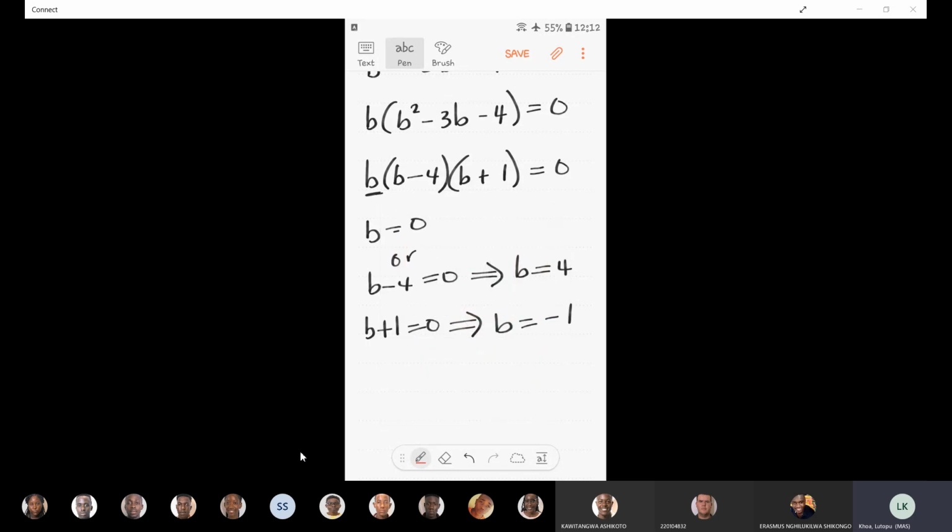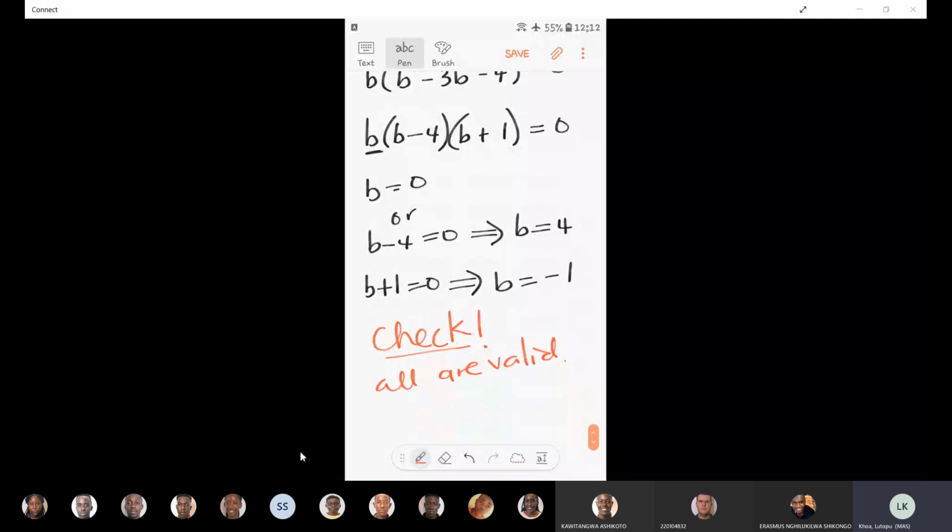And then, as usual, you need to check your solutions. Very important. Check if all of them are valid. So in this case, you should get that all are valid. Okay? But you always need to check.